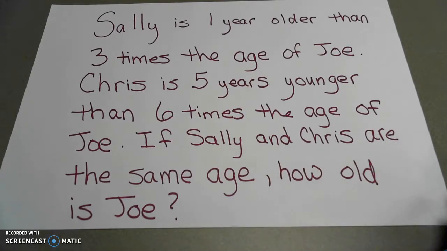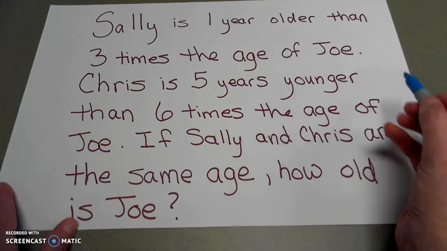It says Sally is 1 year older than 3 times the age of Joe. Chris is 5 years younger than 6 times the age of Joe. If Sally and Chris are the same age, how old is Joe? All right, so let's go through and let's break this problem up.